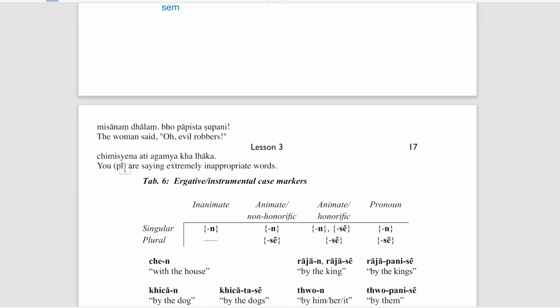You, the plural. Adi, we already have that, extremely. Agamia, that's also a Sanskrit word. In Sanskrit, agamia is something not to be approached, but in here we have unfit, unsuitable, inappropriate. And ka is word or speech, and also story, like tell a story. Lahaga is from laye, to speak, and this is the stative participle. So you were talking about extremely inappropriate words.